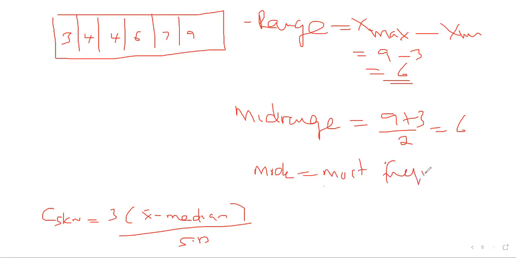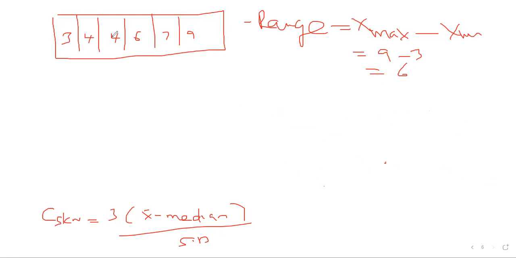You can have a bimodal frequency or a mono. So here our most frequent number is 4. It's appearing twice. That is our mode. If all of them are the same, then we say there's no mode at all. So they're all appearing once.